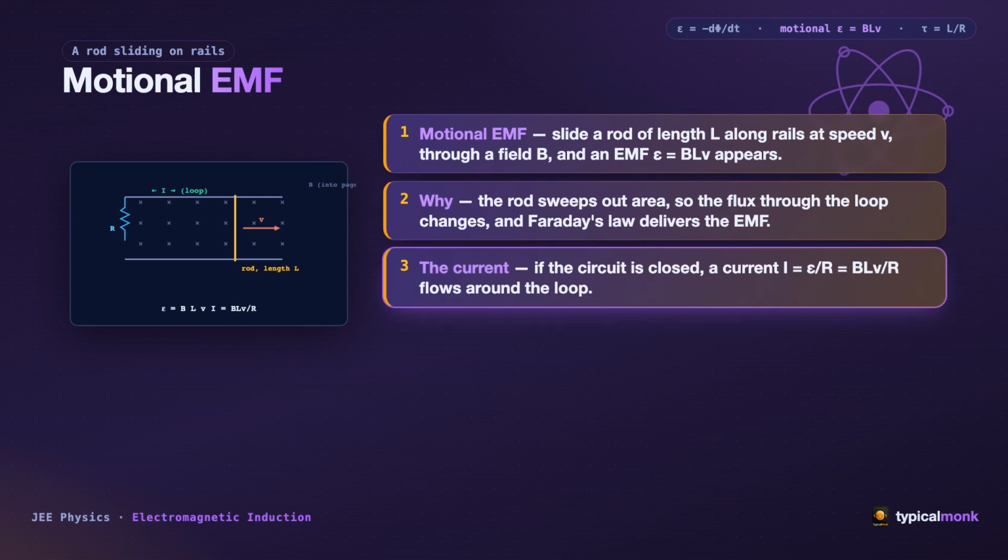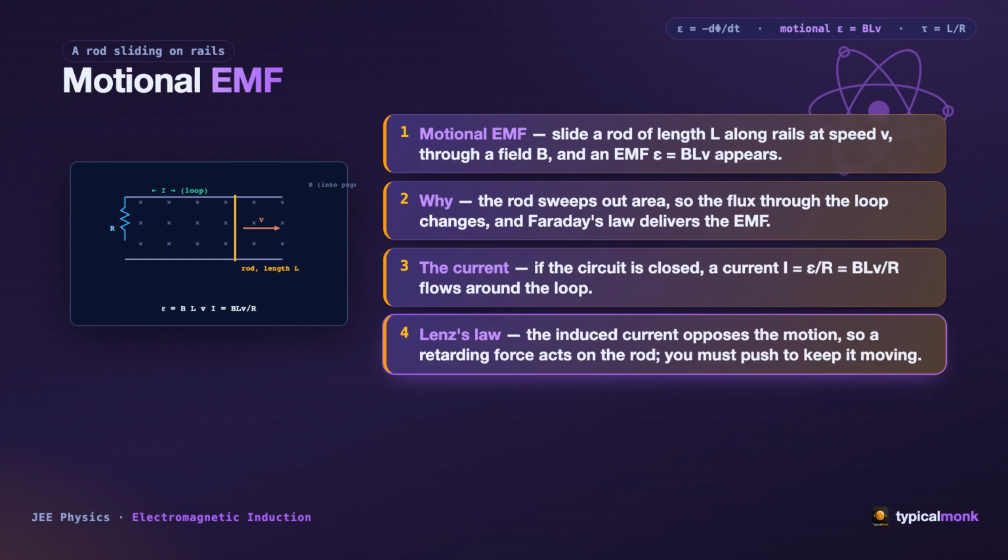The current. If the circuit is closed through a resistance R, a current flows. I equals the EMF over R, which is BLv over R. And Lenz's law. The induced current opposes the motion, so a retarding force acts back on the rod. You must keep pushing to hold its speed steady.